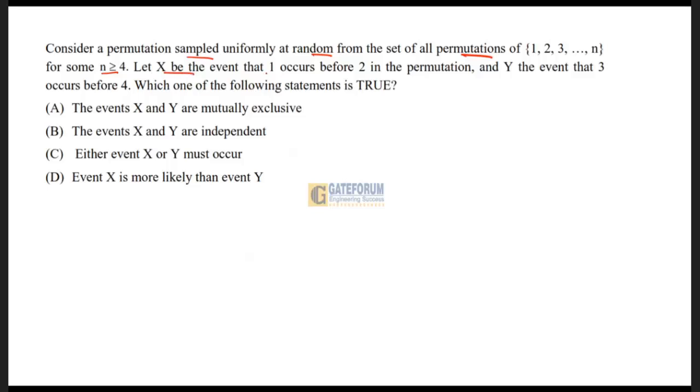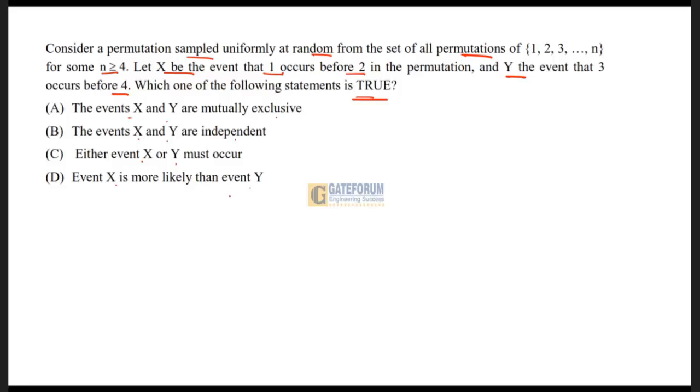Let x be the event that 1 occurs before 2 in the permutation, and y is the event that 3 occurs before 4. Which one of the following statements is true? The events x and y are mutually exclusive, or the events x and y are independent. Either event x or y must occur. Event x is more likely than event y.